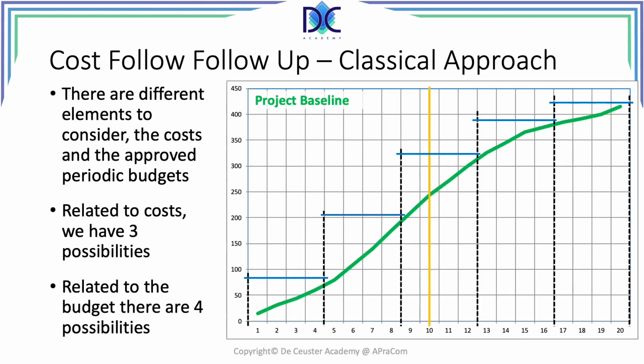Now, when we have the classical approach, we have the project baseline, the cost baseline, the green line here, and we see those budgetary intervals. And those budgetary intervals relate to the budgets that have been allocated to your project. Typically, the CFO or the financial department allocate budgets over time, and as long as you are within the budget, you can continue with the project.